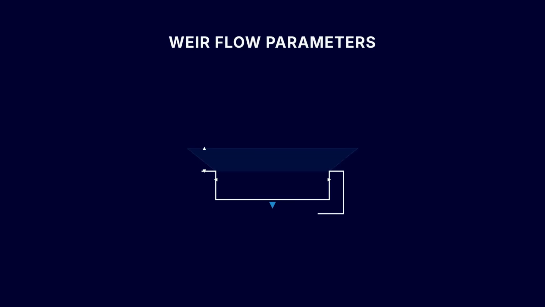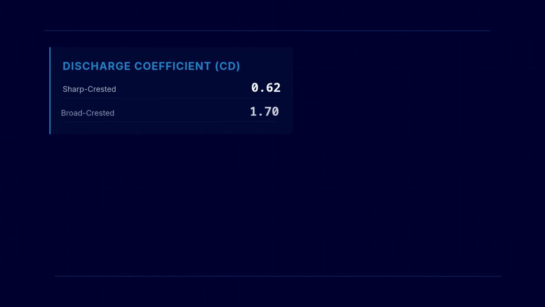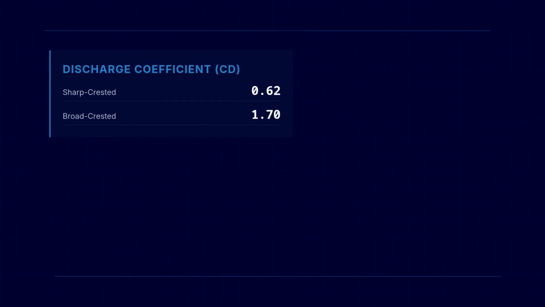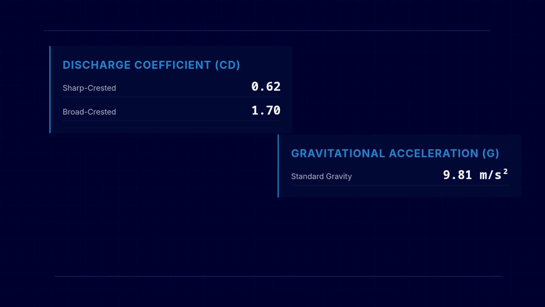Next, enter your head height h in meters, your weir width or length L in meters, and if calculating head or width, your flow rate Q in cubic meters per second. The discharge coefficient CD defaults to 0.62 for sharp-crested and 1.70 for broad-crested weirs. Gravitational acceleration G defaults to 9.81 meters per second squared.